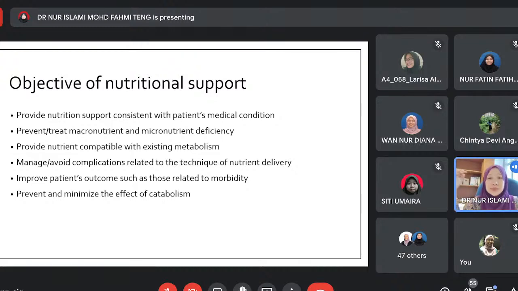So the objective of nutritional support for surgical patients is first we want to provide nutrition support that is consistent with the patient's medical condition. Waktu tu apa dia punya diagnosis? So we must give our nutrition support accordingly lah.